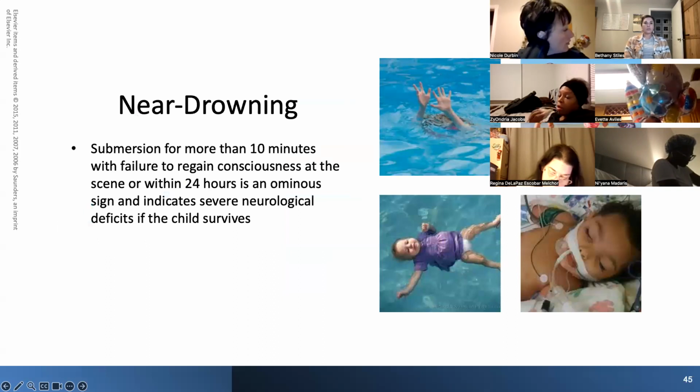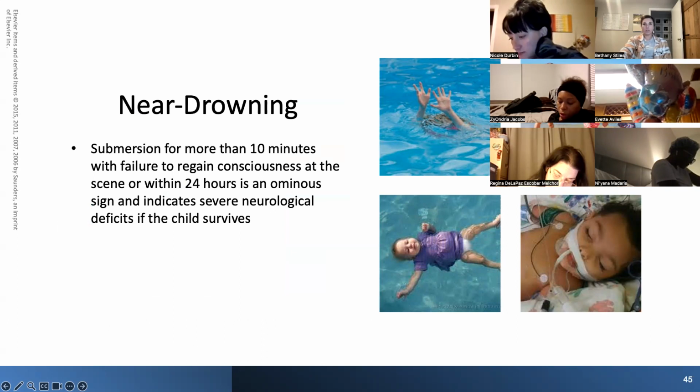If we're submerged for more than 10 minutes and we don't regain consciousness at the scene or within the first 24 hours, that's going to be a very ominous sign. It's going to indicate severe neurological deficits if the child is able to survive at all.